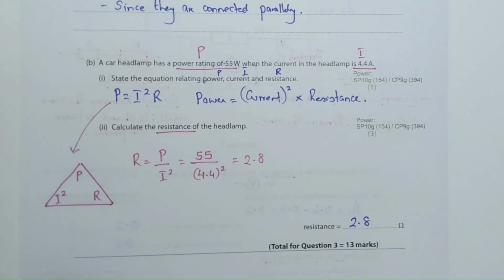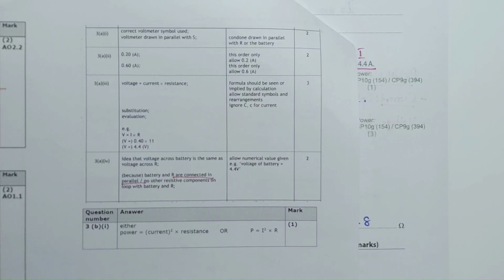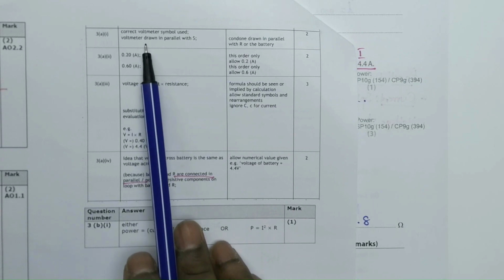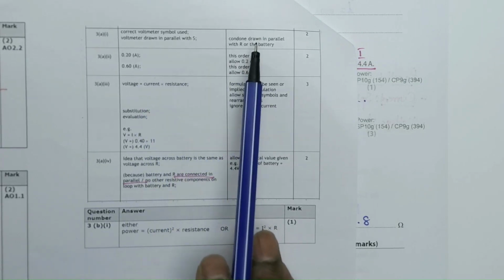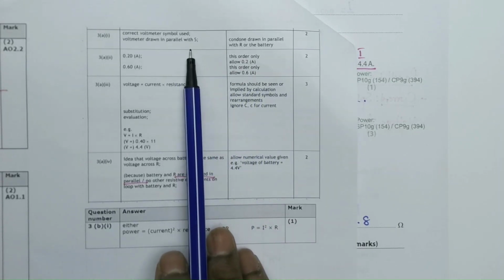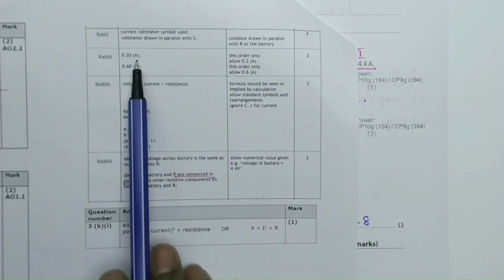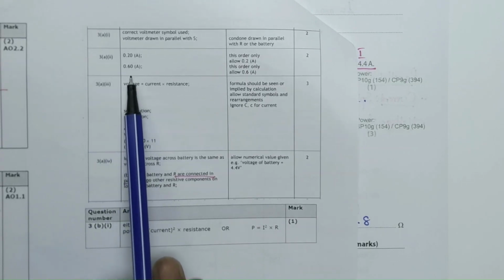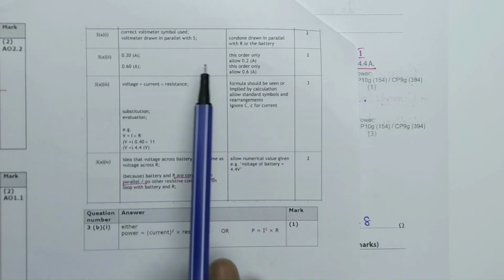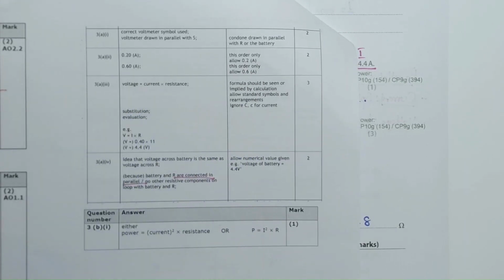Now let me show you the marking scheme for this question and then go through some of the common mistakes and alternative answers that they would have accepted. So in the marking scheme for question part 3.1, correct voltmeter symbol used, voltmeter drawn in parallel with S, condone drawn in parallel with R or the battery. So you need to draw the voltmeter in parallel to S, and we got the current values right, 0.2 and 0.6. This order only allows 0.2, this order only 0.6. So there is no other alternative answers for that.